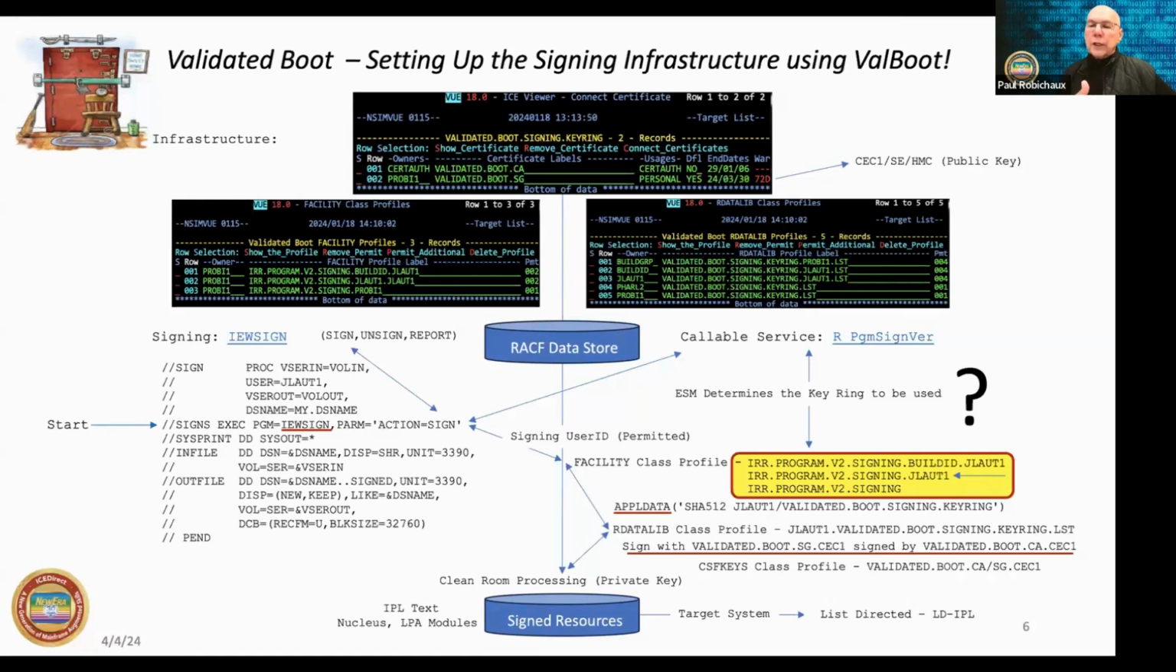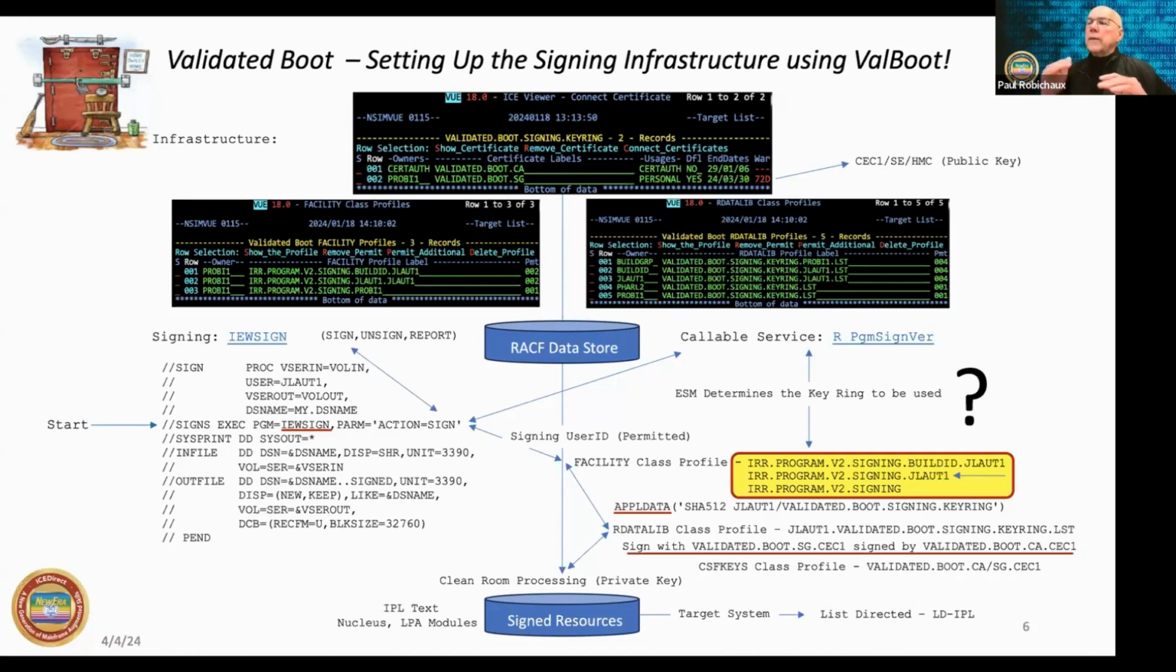If in fact all of that works according to the way in which we hope it will, then the keyring will contain a signing certificate, and that signing certificate will actually be the one that will be used to sign the resources themselves. But its private public key pair will have been stored in the PKDS, which then means that we also are going to have the appropriate permits to the CSFKEYS class in order to be able to use that particular certificate for signing. So there's a number of different steps here.